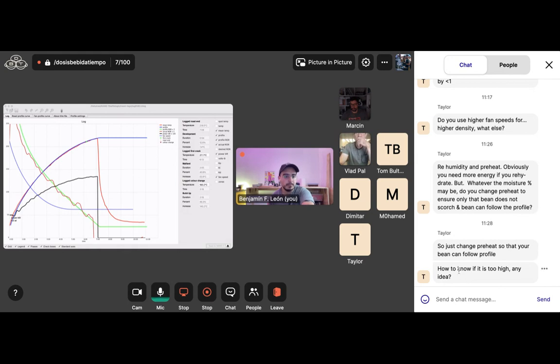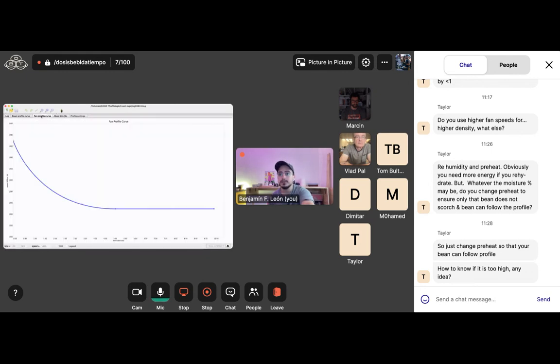Oh yeah, so how do you know if it's too high? You just see that overshoot over here. You just want these lines to go as closely to one another as possible throughout the roast in general. If you're going under it, just apply more preheat. If you're going over it, just reduce the preheat, and that's pretty straightforward.